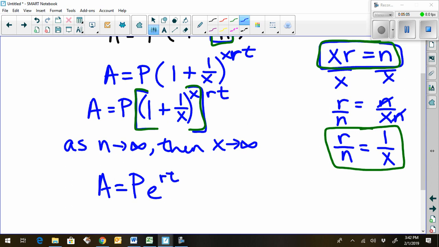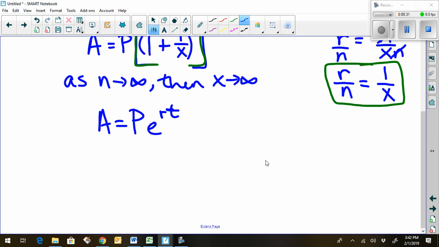So notice how that's a t. The r and the t, they stay there as exponents. Just the part in the bracket became the e. And remember that e is a number. So here, our A is still the ending amount. The P is still the principal. The r is our interest rate. Our t is still our time in years. But now we have a new formula for when we're compounding continuously.